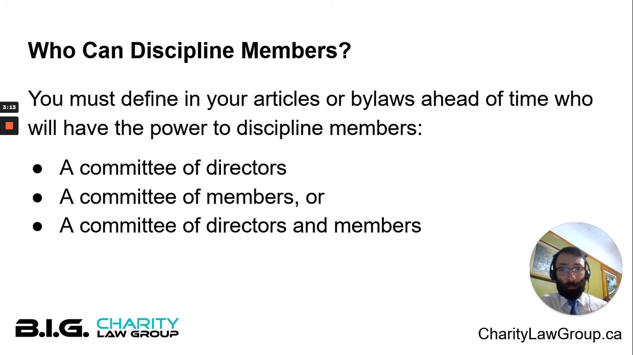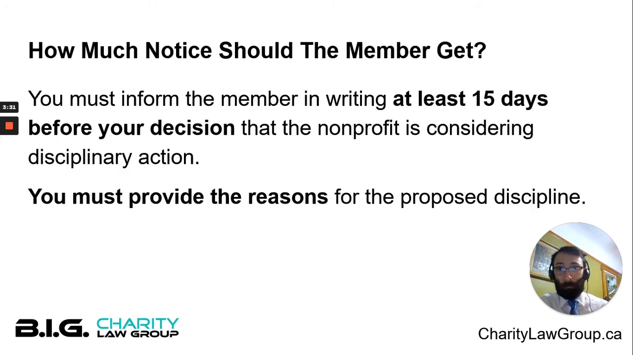You need to define in your articles and bylaws who has the power to discipline members. It can't just be the president, it can't just be the board. That isn't assumed. You have to set it out in your articles and bylaws. It could be a committee of directors, a committee of members, or a committee consisting of both directors and members, but you have to say who.